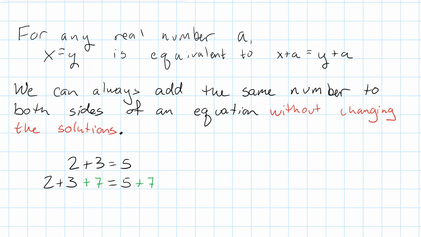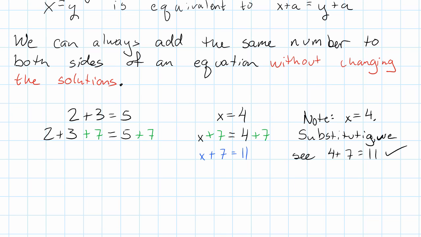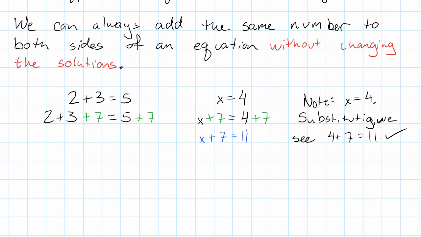Well, here's another example. If we know that x equals 4, we can add 7 to both sides of this, and we see that x plus 7 is going to be equal to 4 plus 7. That is, x plus 7 is equal to 11. And again, we can see that that is true. We started out by noting that x equals 4, and so when we substitute that, we see 4 plus 7 really does equal 11. Okay, well, why is this actually useful? Let's see one more example.